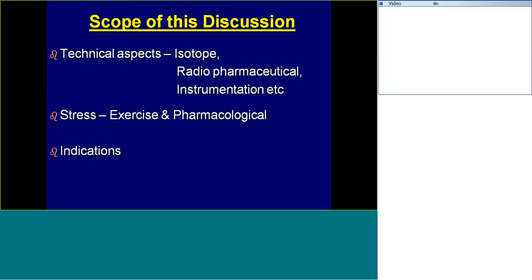So we are going to divide our discussions into three. One is the various technical aspects of myocardial perfusion imaging. It is imperative to understand the basics of these technical aspects to understand and interpret the myocardial perfusion imaging, and also what are the ways of stressing a child to assess the provocable ischemia, and also the applications of nuclear medicine, that is myocardial perfusion imaging, in various congenital heart diseases.